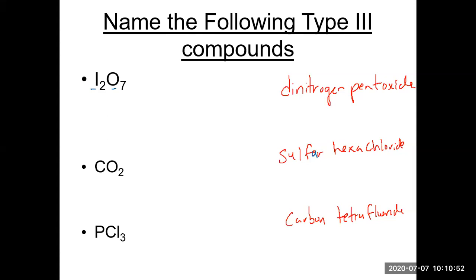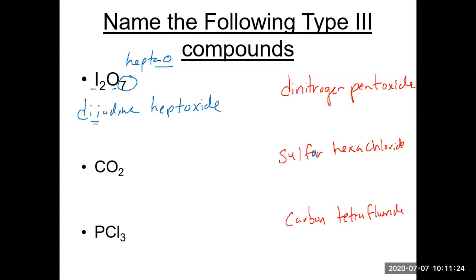So 2, the prefix for 2 is di. So this would be diiodine. Again, here we would use the entire name. 7, the prefix for 7 is hepta. And here, if we went straight with the hepta, we would then get the AO combination. So we will drop the A off of the prefix and the O is okay. And like I said before, the two I's seem to be okay. So you don't have to worry about dropping one of the I's or anything like that.